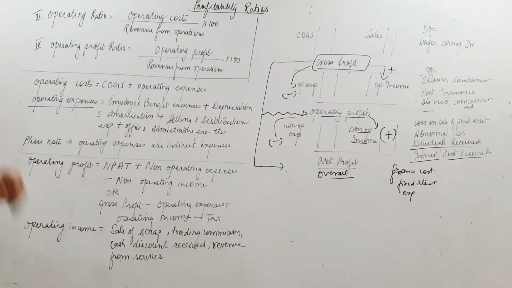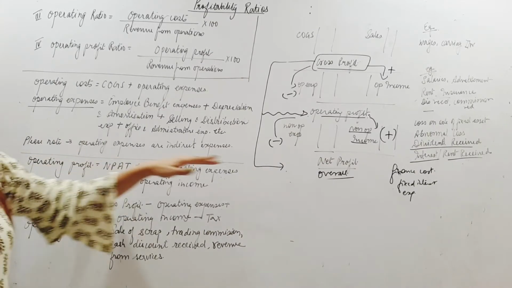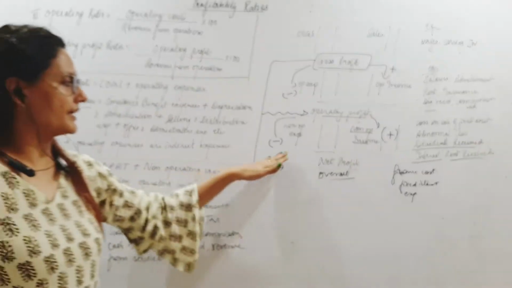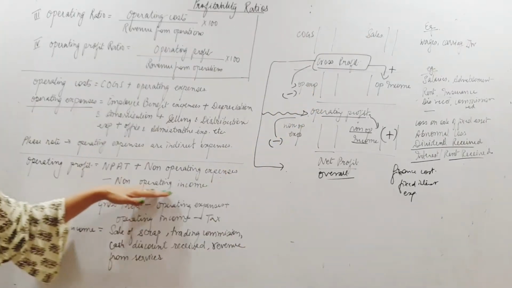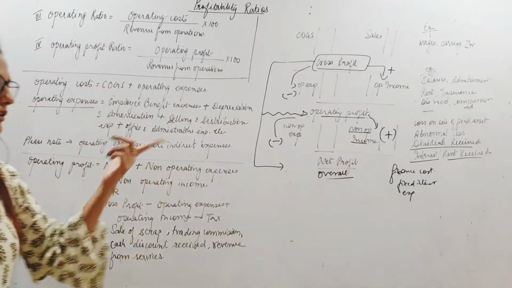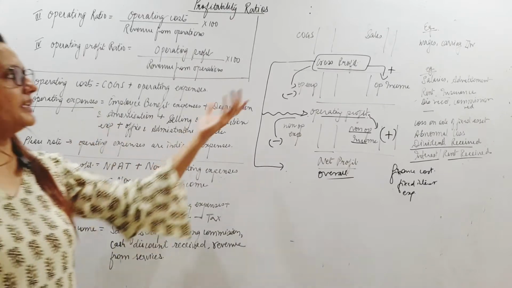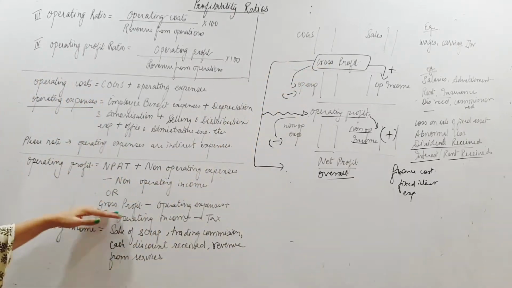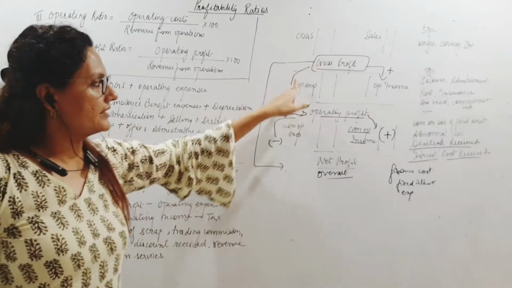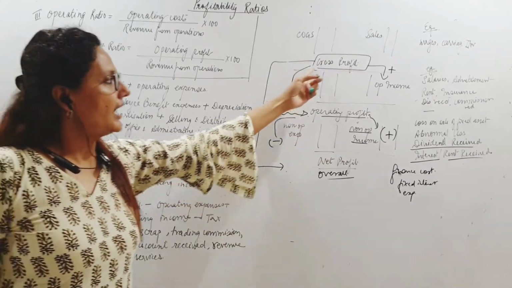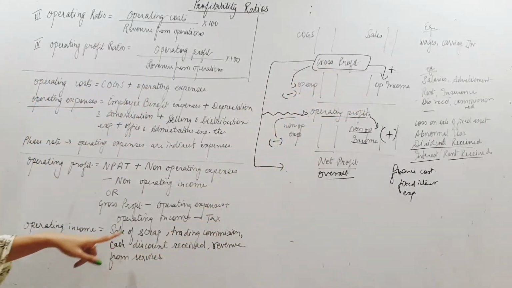That's what I've written here. Operating profit is net profit after tax plus the non-operating expenses minus non-operating income. You got the operating profit. Or if you have been given the gross profit, then what do you do? You subtract operating expense. You're coming down, right? And you add operating income.